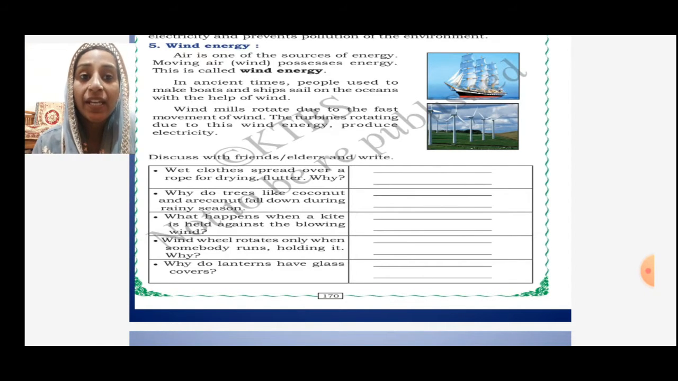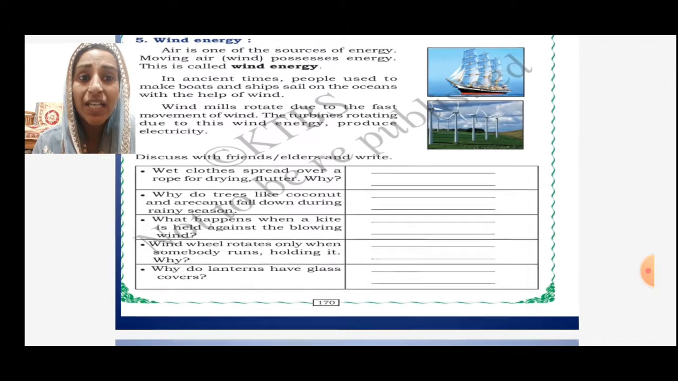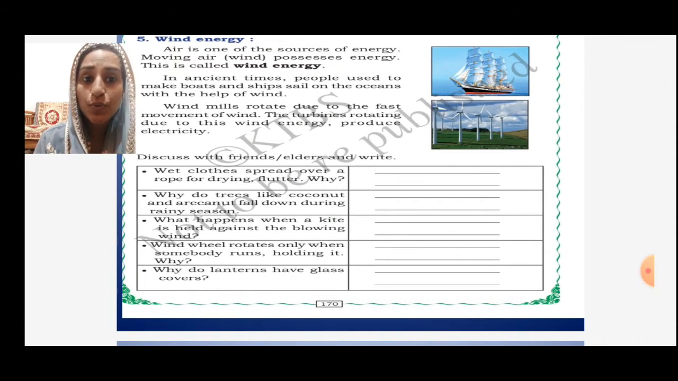See, air is one of the sources of energy. Moving air, that is wind, possesses energy. This energy is called wind energy. In ancient times, people used to make boats and ships sail on the oceans with the help of the wind. They used to find the direction with the help of wind.